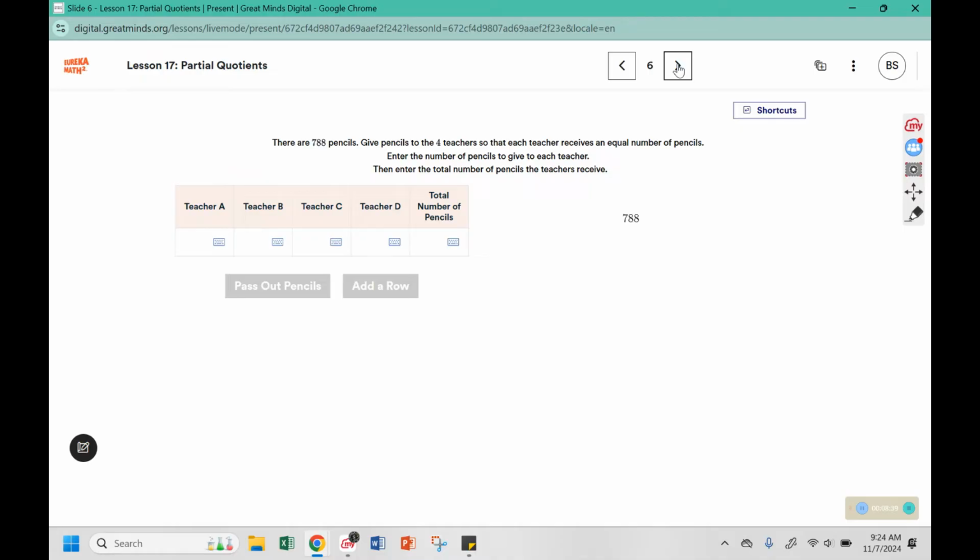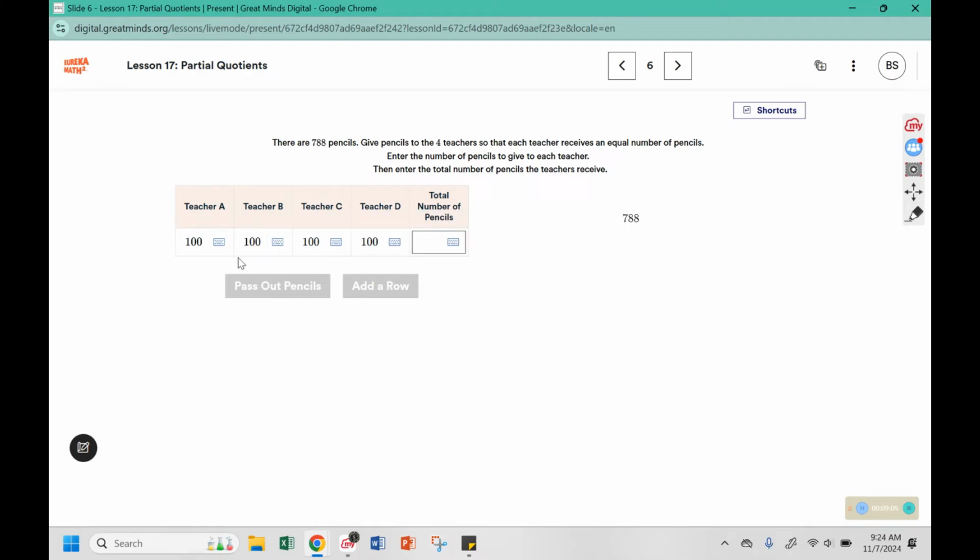There are 788 pencils. Give pencils to the 4 teachers so that each teacher receives an equal number of pencils. Enter the number of pencils to give to each teacher. Then enter the total number of pencils the teacher receives. So we know that it's going to be less than 200 per teacher. So we're going to give them 100 to start.